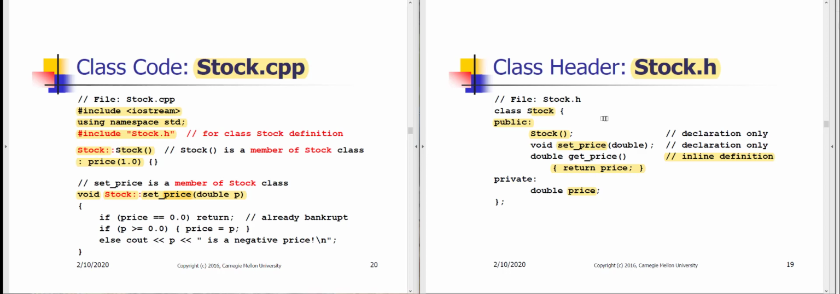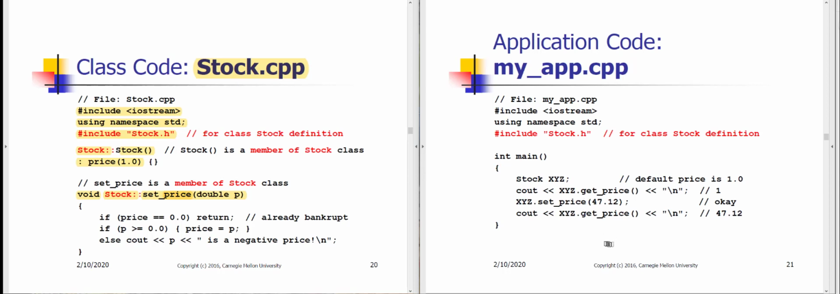So in summary, the header defines the stock class, including its publicly accessible behaviors and its private state information. The code file associated with that class completes the definitions for any member functions that were only declared but not fully defined within the stock class definition. Continuing on, we have an application program here on slide 21 that's making use of this stock class.